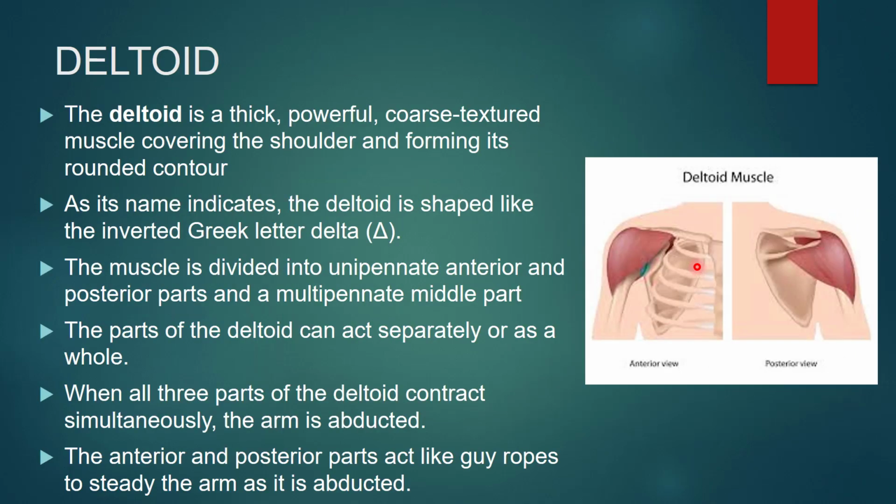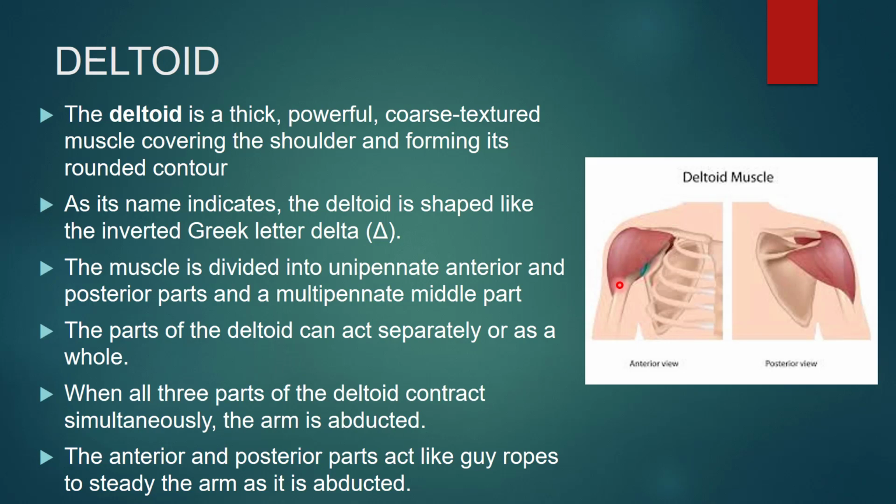First of all, we will discuss the deltoid muscle. Can you see here in this diagram? This is the deltoid muscle, which is a thick, powerful, coarse textured muscle covering the shoulder and forming its rounded contour. See here, this is a rounded muscle. As its name indicates, the deltoid is shaped like the inverted Greek letter delta. See here, it is a Greek letter delta.